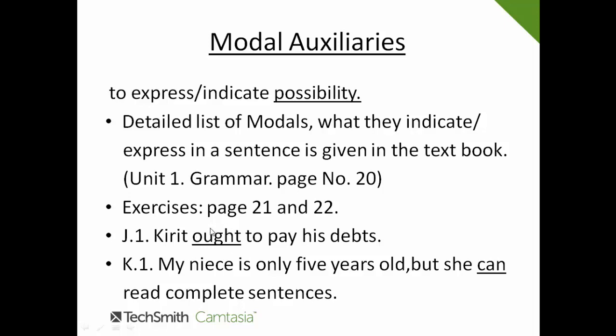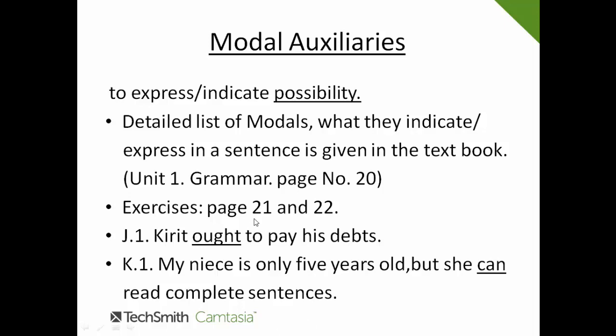Here is an example from exercise J1 on page 21. An exercise is given where you are supposed to fill in the blanks. Kirit dash to pay his debts. You are asked to fill in the right modal auxiliary. So the answer would be, Kirit ought to pay his debts. The modal verb ought expresses obligation, helping the main verb to express the obligation to pay his debts.